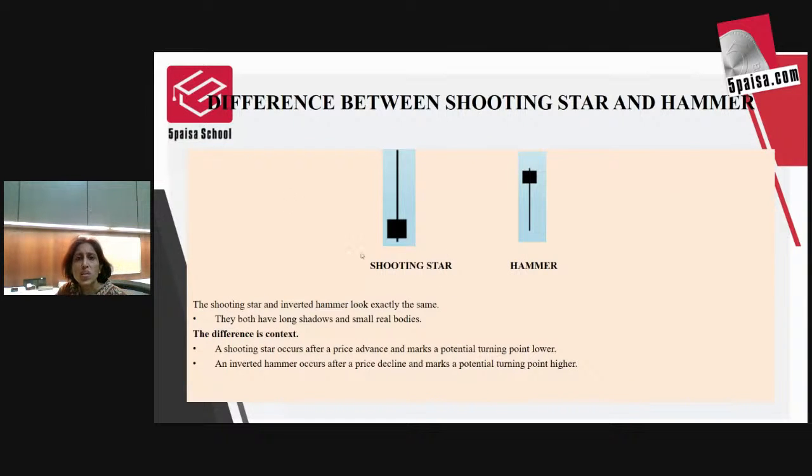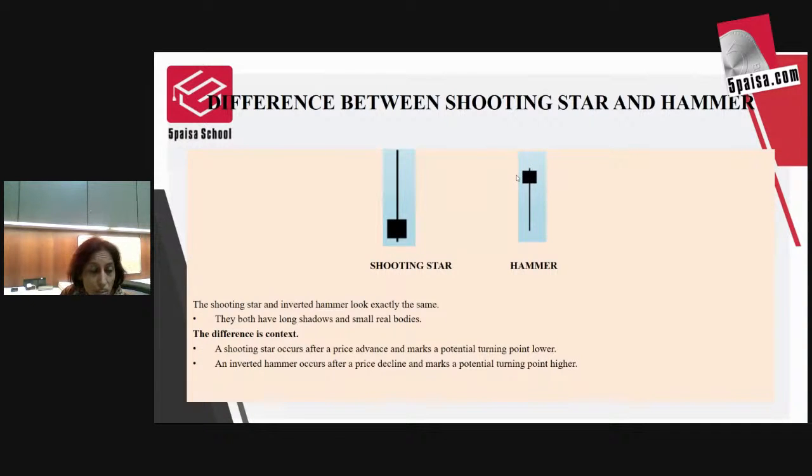Now, what is the difference between a shooting star and a hammer? They all have small real bodies, and they all have long shadows: a long upper shadow in case of a shooting star, and a long lower shadow in case of a hammer. So they look very much identical except for where the real body is positioned. The shooting star and the inverted hammer look exactly the same. They both have long shadows and small real bodies.